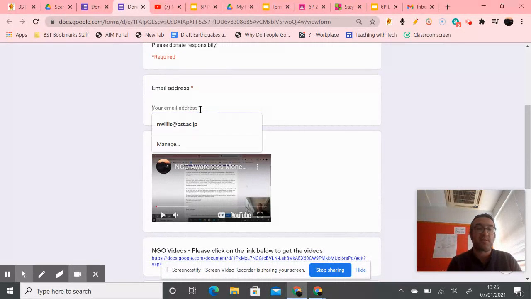We need to put our email address in. Now, I can put in my email address, which is my BST email address. However, you may use an email address that isn't a BST email address, but we would rather you did use a BST email address. Likewise, for all children or students, you do need to use your BST email address.